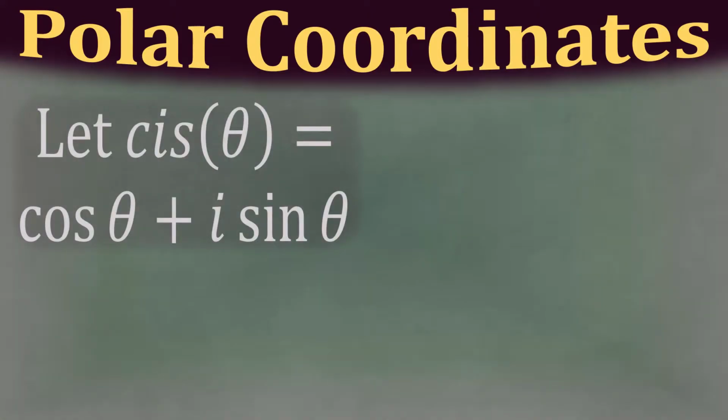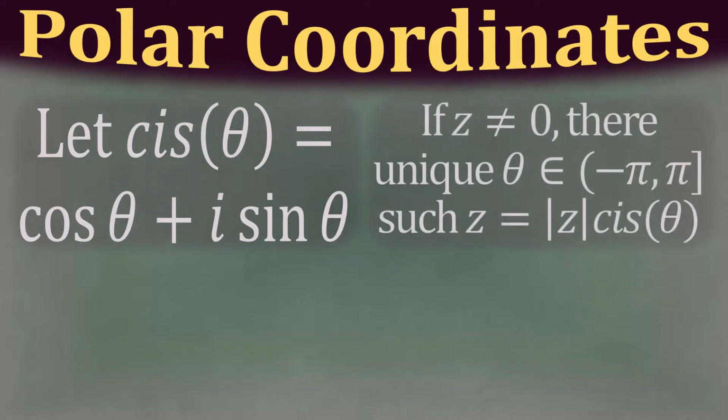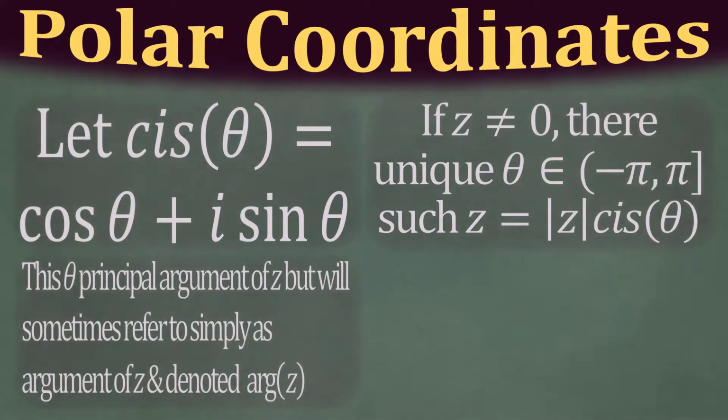Let cis θ = cos θ + i sin θ. If z does not equal 0, then there is a unique θ in the range from -π to π such that z = |z| cis θ. This θ is called the principal argument of z, but we will sometimes refer to it as simply the argument of z, and is denoted arg z.